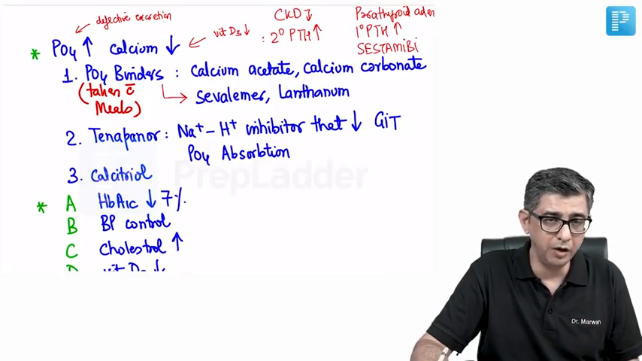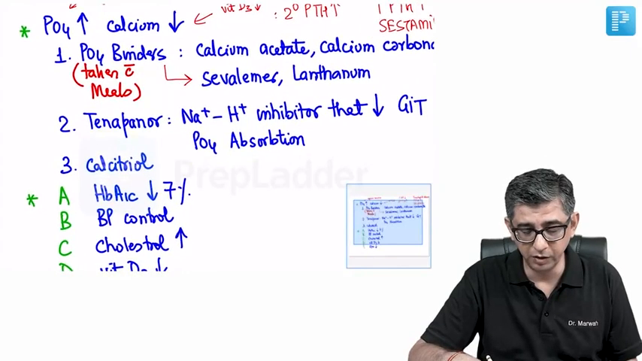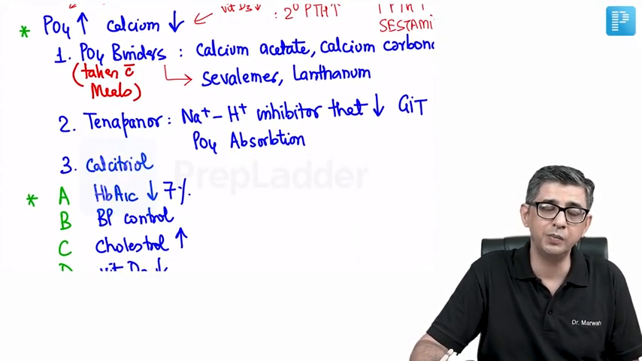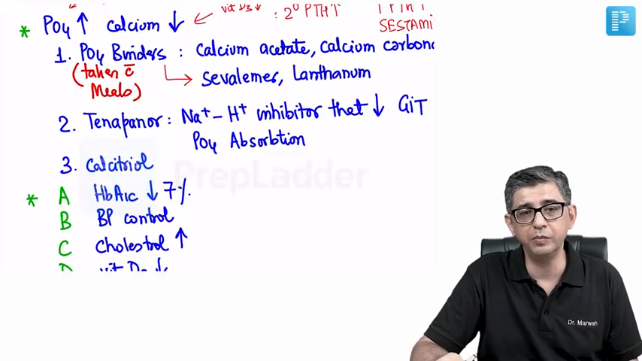Another drug, a new drug which is given in the current edition of Harrison for management of these patients, is tenapanor. The molecule again acts by inhibiting the absorption of phosphate from the GI tract.